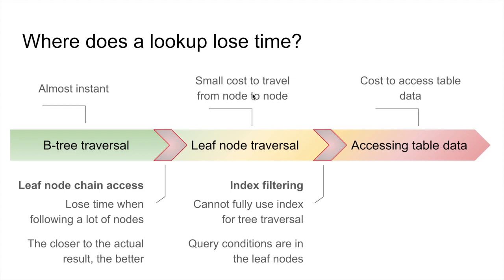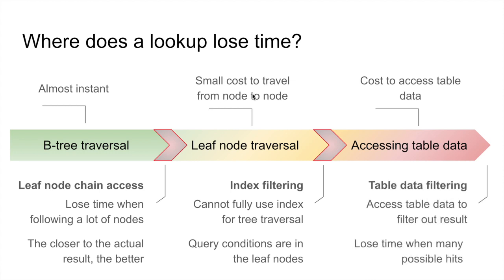Then the last step, where the lookup needs to access table data, is in general the step where a lookup loses the most time, because there is a cost to accessing table data. Now imagine that your query has a condition which is not in the index. That means that a lookup needs to do an extra step, which is called table data filtering. In order to be sure that this data is part of the result set, the lookup needs to access the data to see if it actually matches the query condition or not. Now imagine that you have a lot of possible hits after index filtering or after leaf node traversal, and you need to access the table data for every one of those hits. That's where a lookup loses the most time.